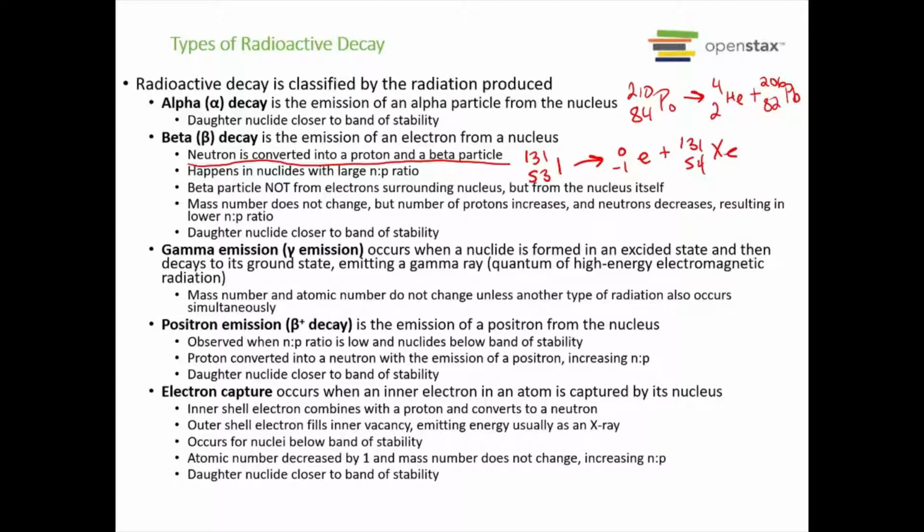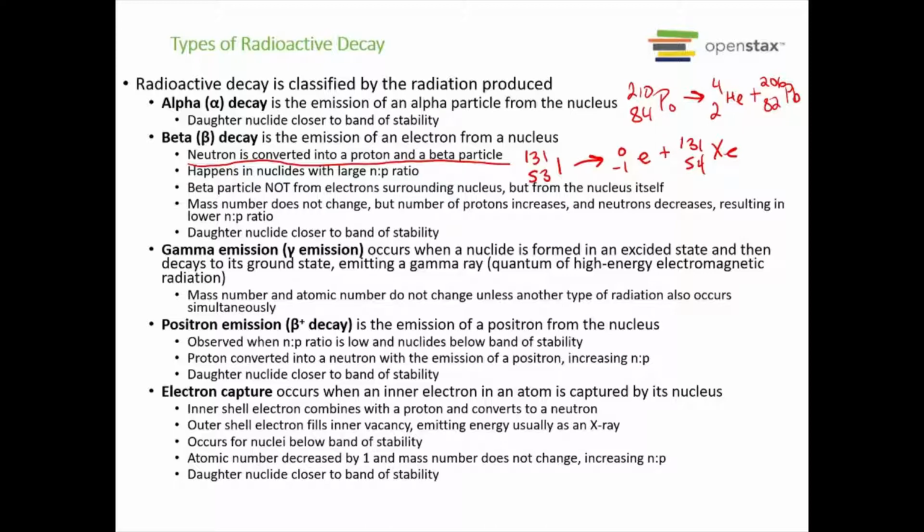So the mass number is not changing, but one neutron turned into a proton and an electron, so our atomic number goes up by 1, and our number of neutrons decreases by 1. The mass number overall does not change, but our atomic number does. Since we have one more proton and one less neutron, we now have a lower neutron to proton ratio.